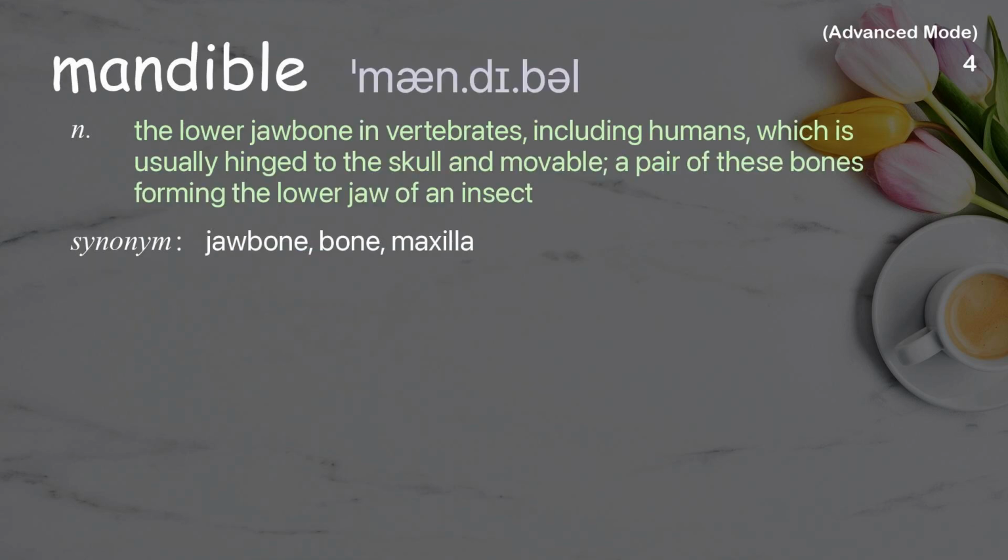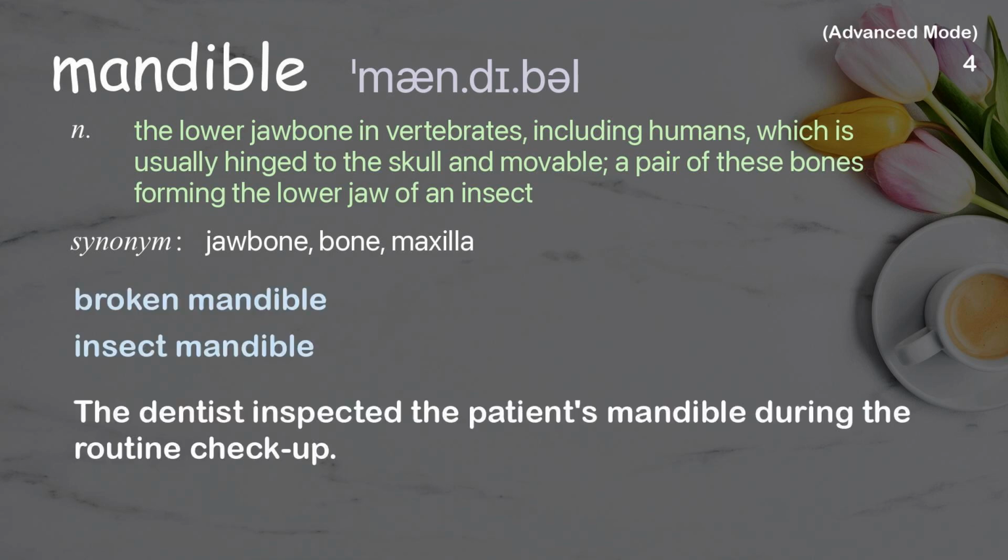Mandible. The lower jawbone in vertebrates, including humans, which is usually hinged to the skull and movable; a pair of these bones forming the lower jaw of an insect. Examples: Broken mandible, insect mandible. The dentist inspected the patient's mandible during the routine checkup.